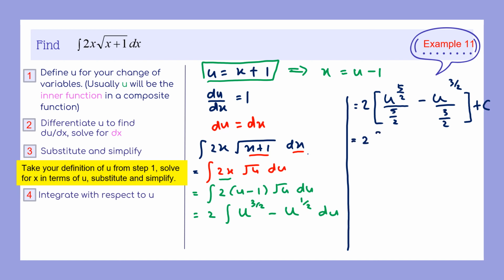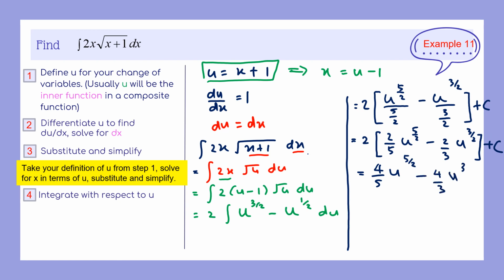And then we simplify, we get 2 times 2 over 5 u power 5 over 2, minus 2 over 3 u power 3 over 2 plus c. And then we expand, we get 4 over 5 u power 5 over 2 minus 4 over 3 u power 3 over 2 plus c.